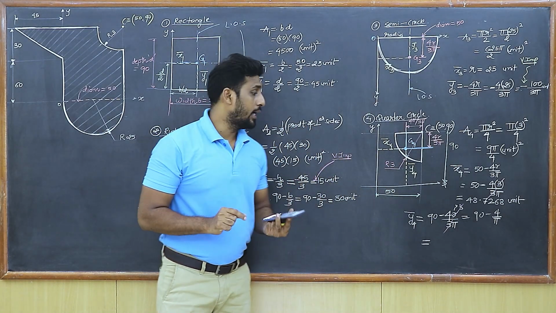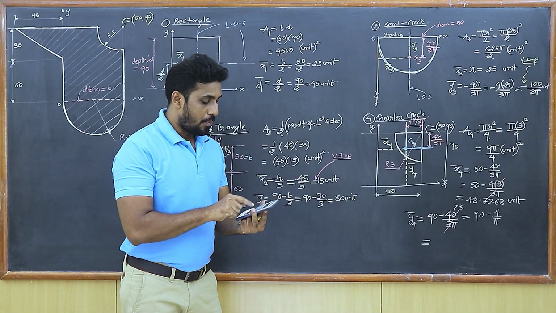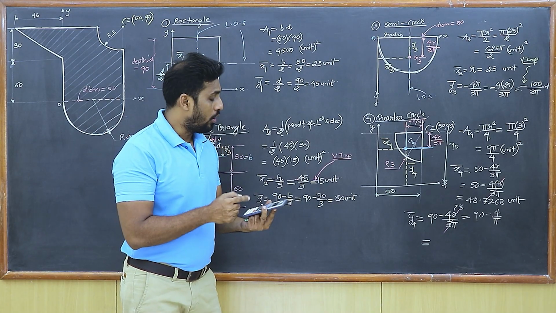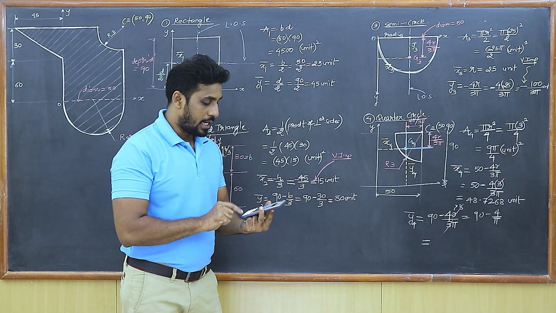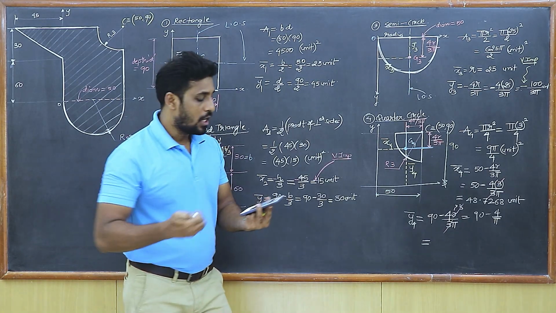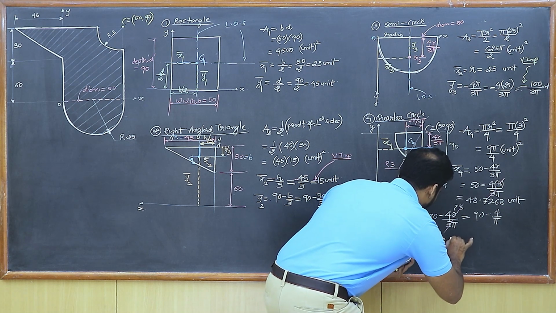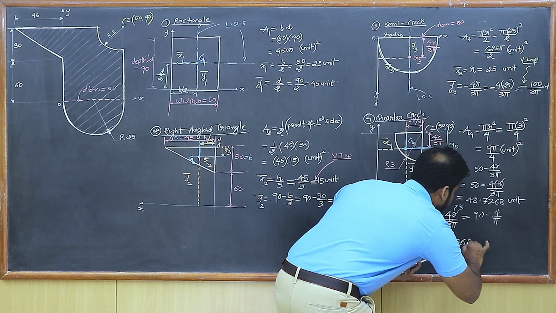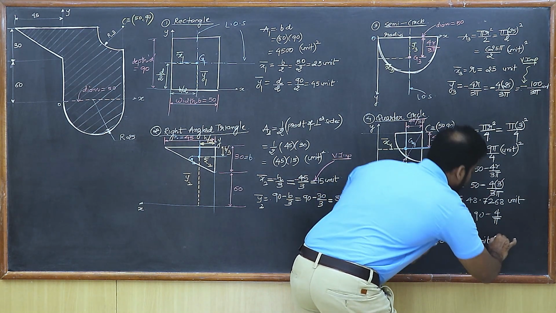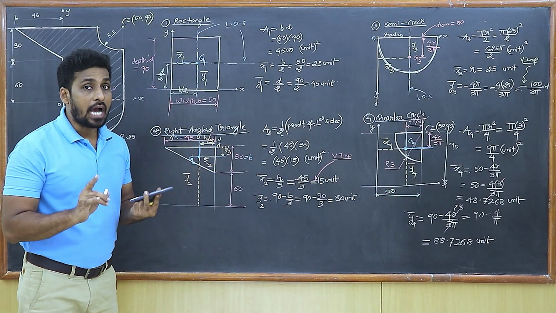And students, likewise, I need to get the value of y4 bar. It is going to be 90 minus 4 upon pi. So this time my answer comes 88.72676, which I can write 88.7268 units. Now also I have told you that I'm going to get summation of AI, isn't it?